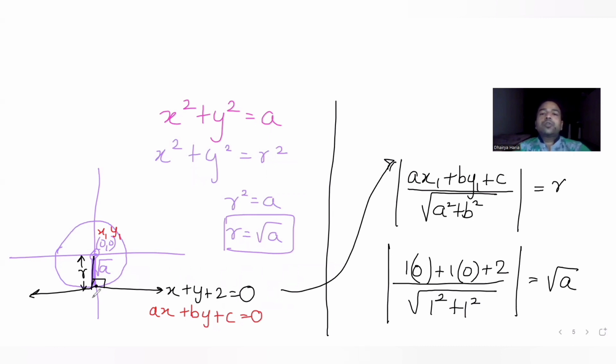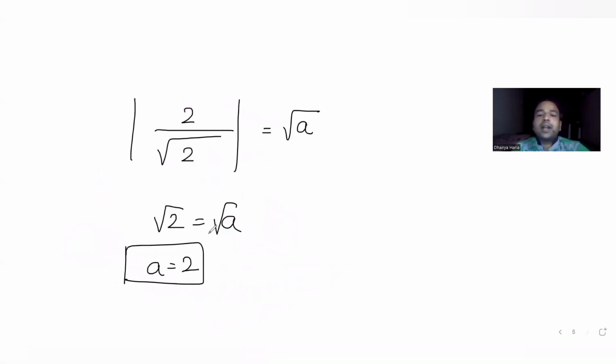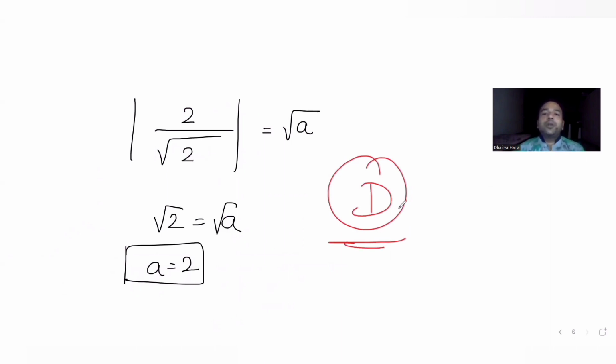So I used the idea of condition of perpendicularity, equated with the radius, because the radius in a circle is perpendicular to the tangent. So I used that idea and got the value of a as 2, which matches with option D. So D becomes the correct answer for the question given to us.